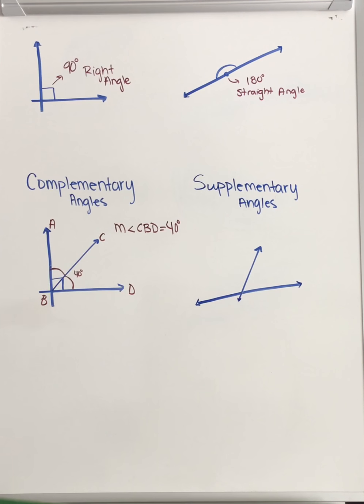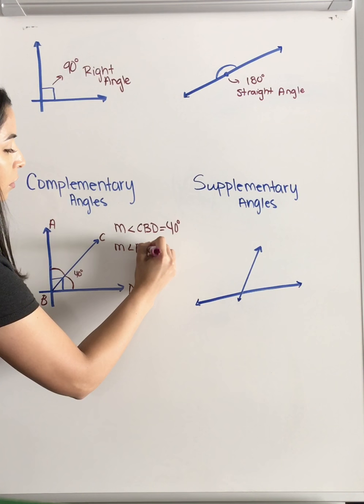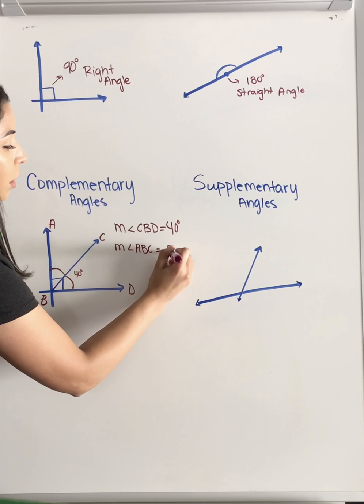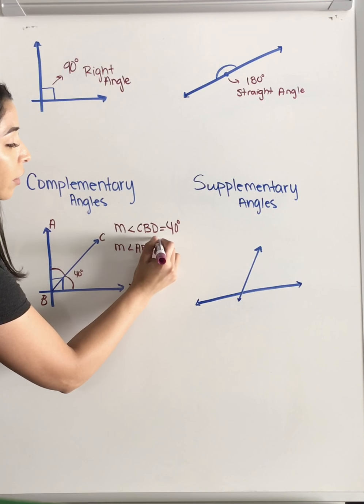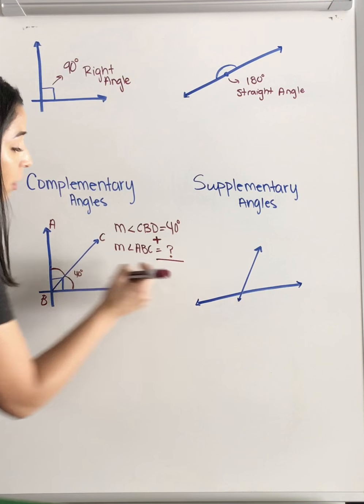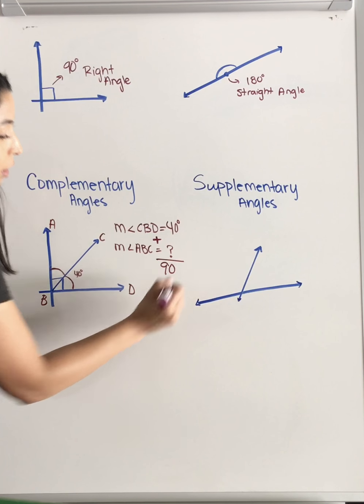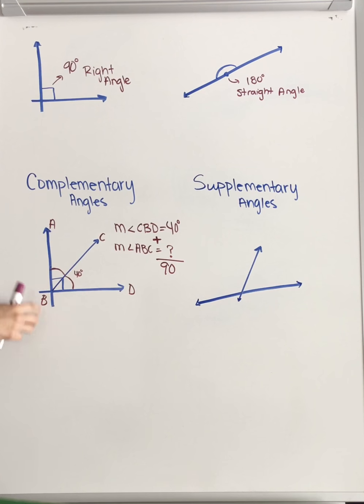And then they'll ask you, what is angle ABC? What's missing? If you know that this whole thing is 90 degrees, what's missing? So you're trying to find the measure of angle ABC, this one here. Right, we don't know what that is yet. Okay, but I do know that when I add these together, I will get 90 degrees, just like my complementary angle says.